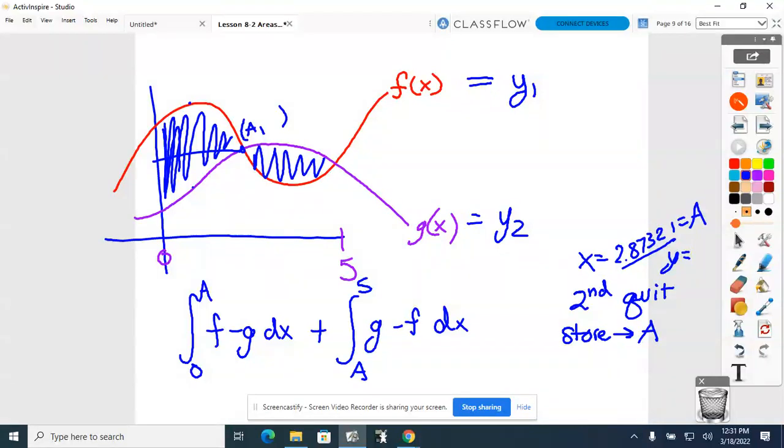On the second part, where you're saying switch to g minus f, f minus g, to give the same value: if you put a negative here, yeah, that would work too. And if this was a calculator problem, I could go from 0 to 5 of the absolute value of f minus g. But you can't do that by hand, because with absolute value you'd have to figure out where it's positive and where it's negative, and you're basically doing this. So if you're doing it in your calculator, you can just tell it to do that.